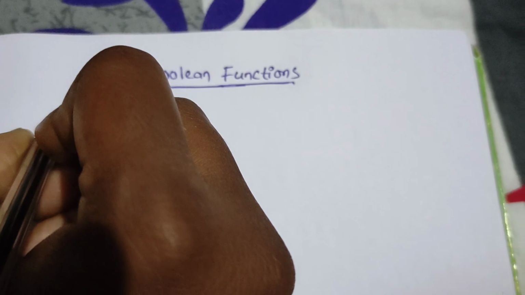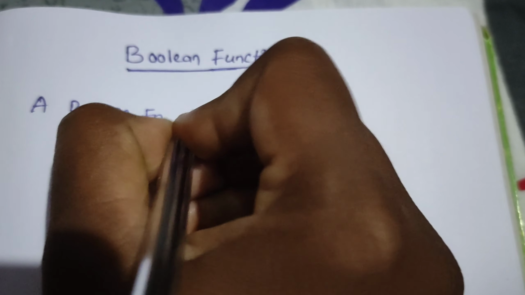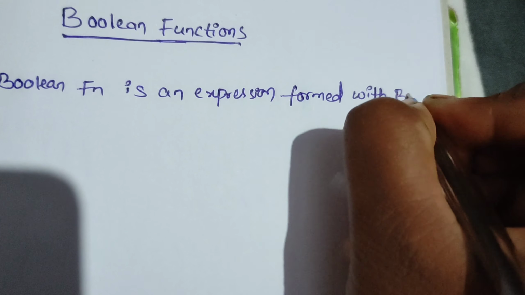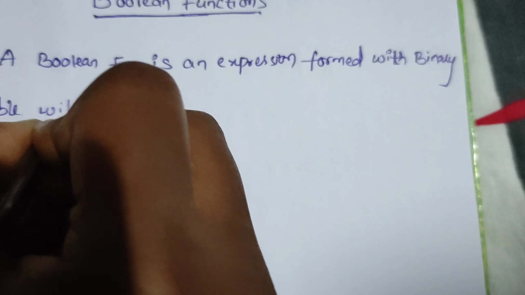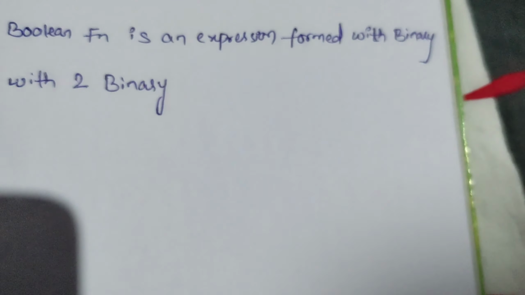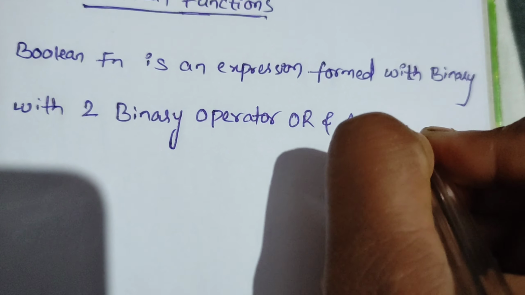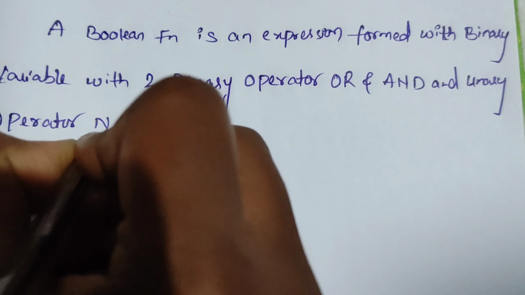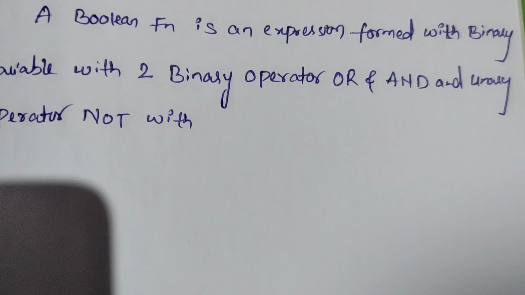So the definition is: a Boolean function is an expression formed with binary variables, with two binary operators OR and AND, and a unary operator NOT, with parenthesis and equal sign.